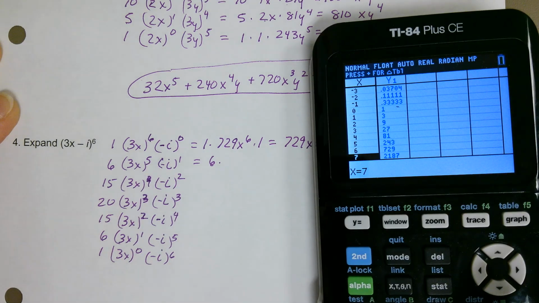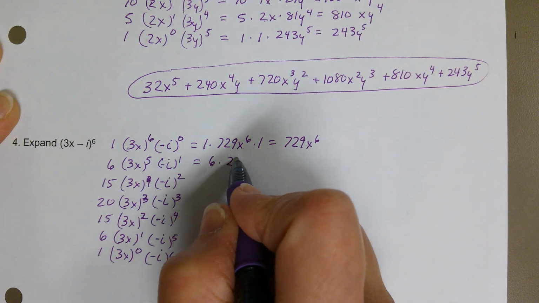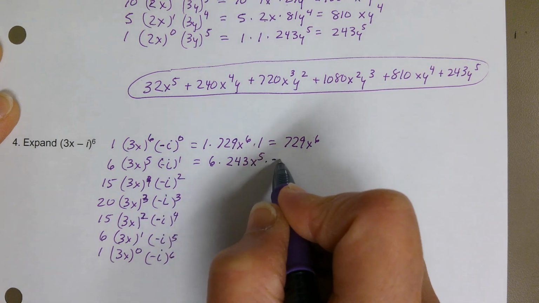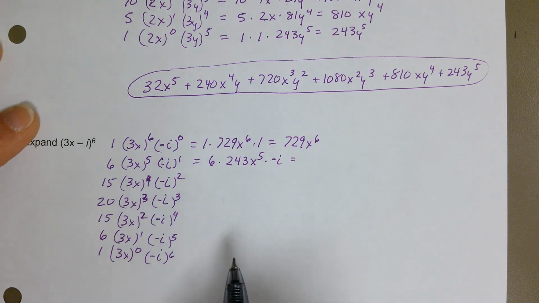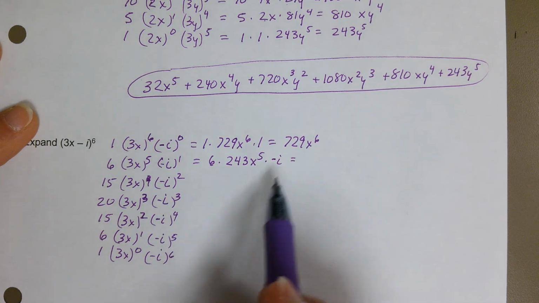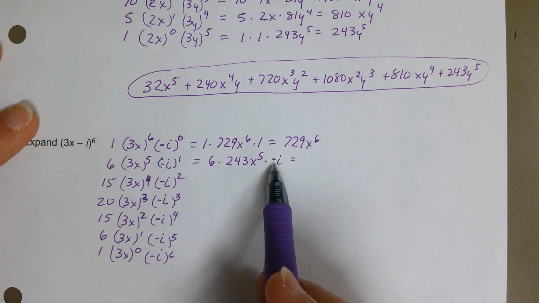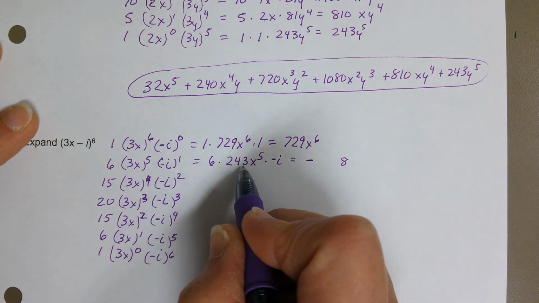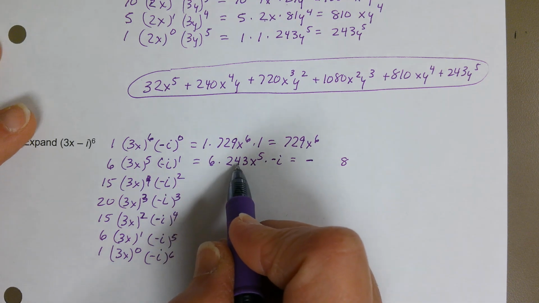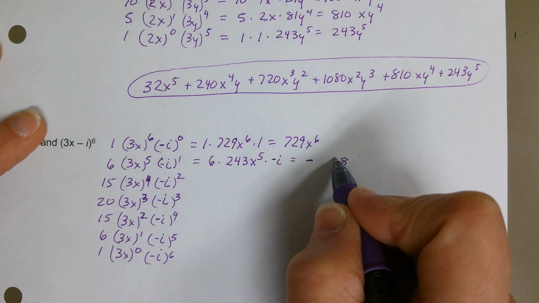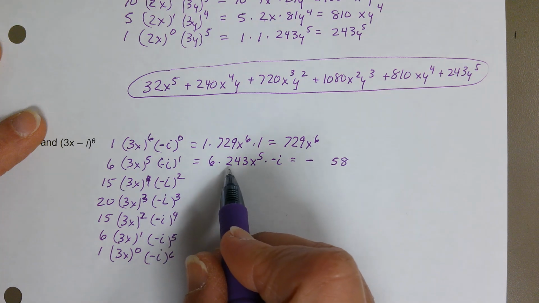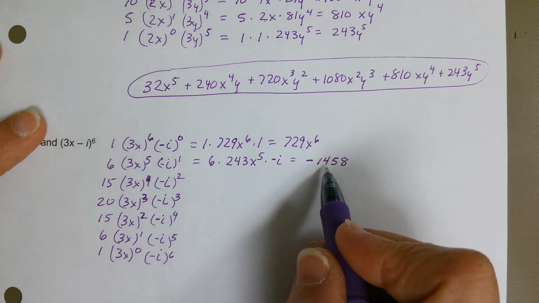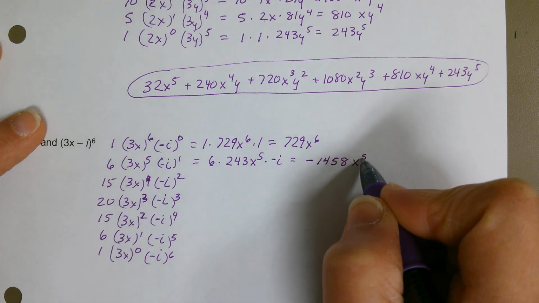Next, 6 times 3 to the 5th is 243. 243, x to the 5th, this would be times negative I. And 6 times 243 times the negative from the I is going to be negative, let's see, 6 times 3 is 18, 6 times 4 is 24, plus 1 is 25, and 6 times 2 is 12, plus the 2 is 14. So negative 1,458 x to the 5th I.